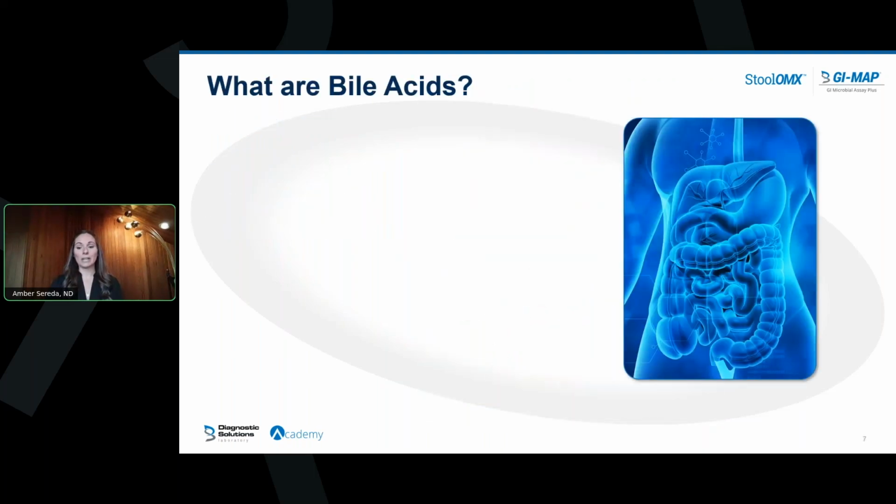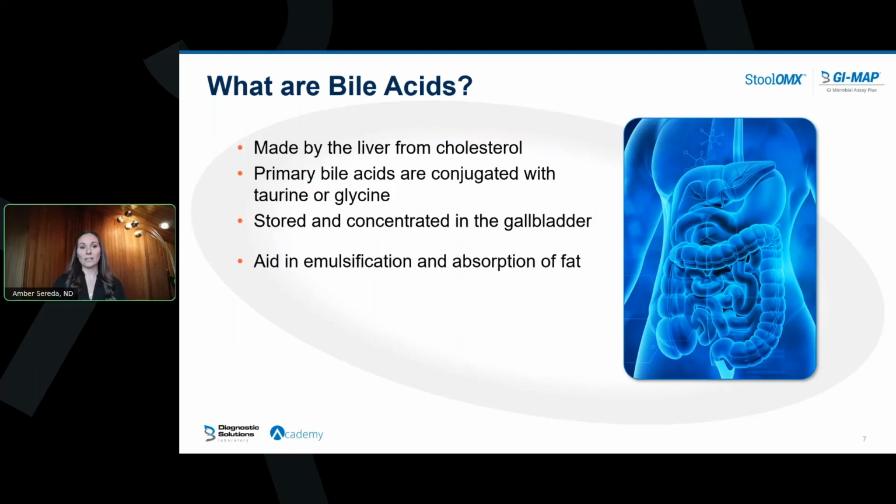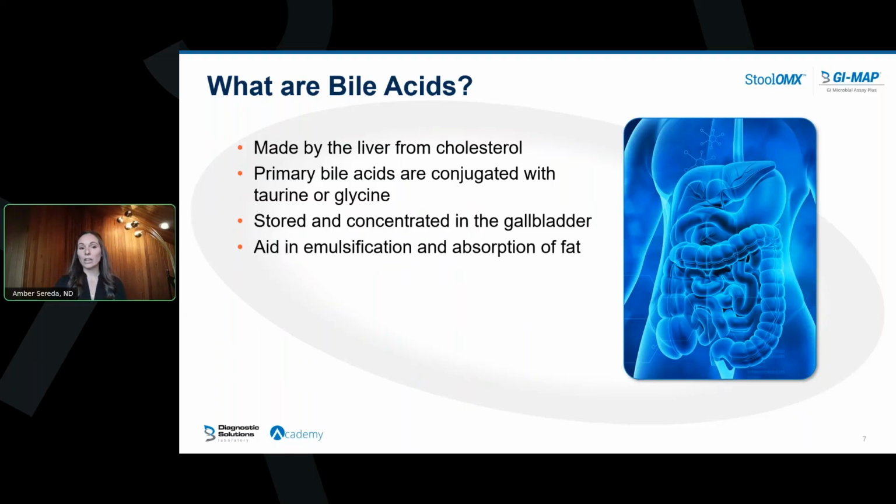So I want to go over some basics. So what are bile acids? And we're starting here with primary bile acids, which are made in the liver from cholesterol. They are then conjugated or tagged with taurine or glycine to make them more water soluble. Then they're going to be stored and concentrated in the gallbladder, and they're going to be released in response to eating, specifically fats. And they're going to aid in the emulsification and absorption of fat. And you can think of emulsification as like a detergent action. So it's going to help to break down those fat globules into smaller pieces for digestion and absorption.